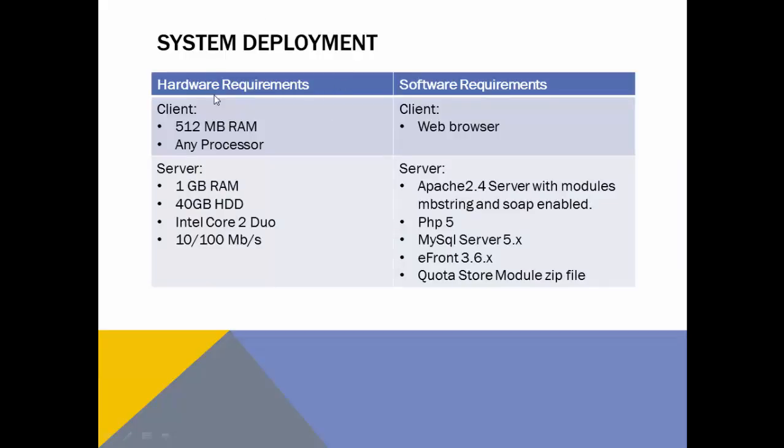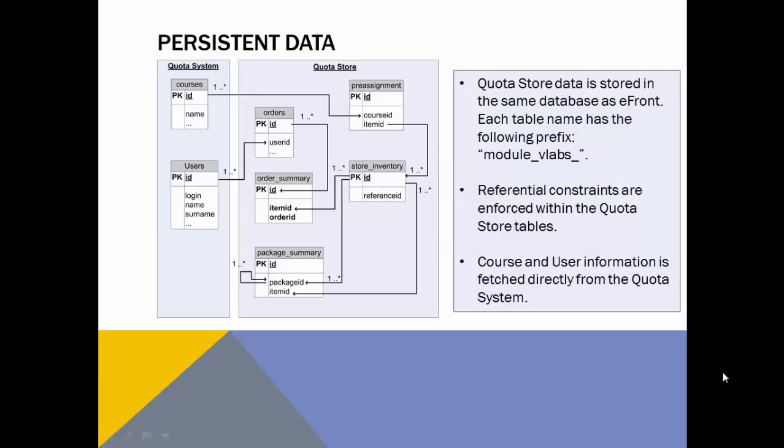System deployment. Here we see the minimal hardware and software requirements for the client and the server. Persistent data. Here we see the tables involved in the QuotaStore system and their relationships. Referential constraints have been configured on the tables that have relationships. I'd like to point out that the QuotaStore is tightly coupled to the Quota system since it requires course and user information which resides in the Quota system database.